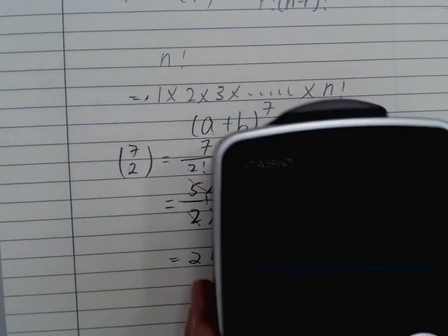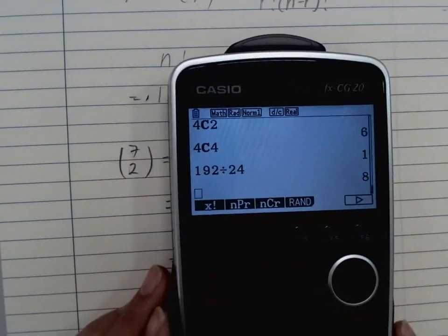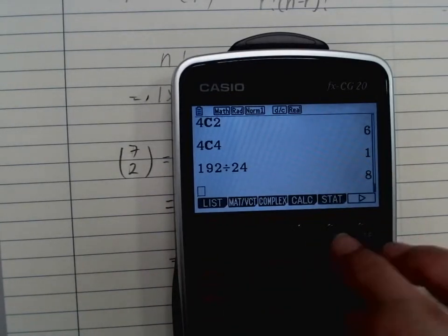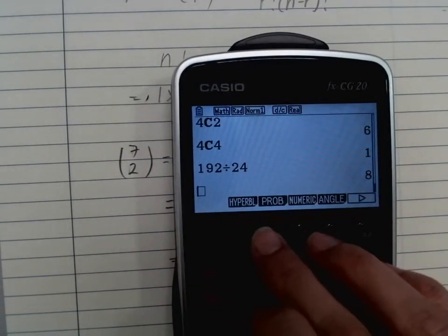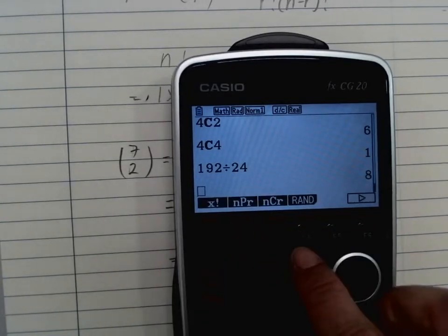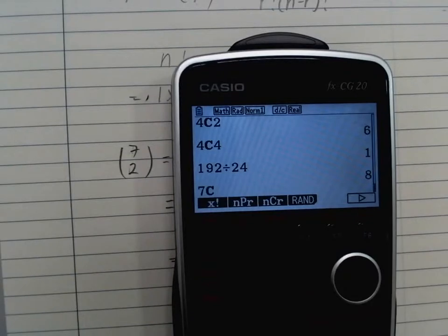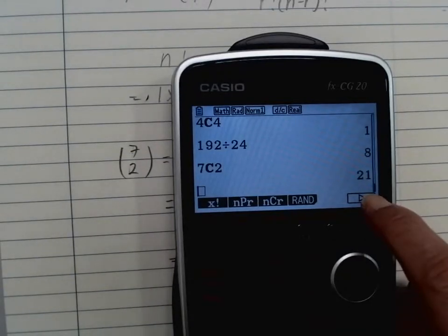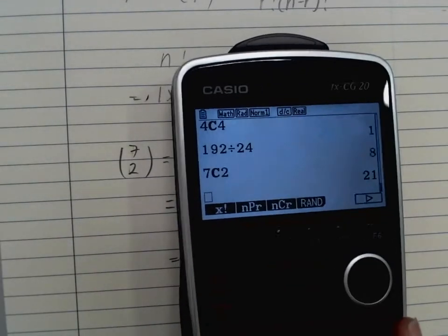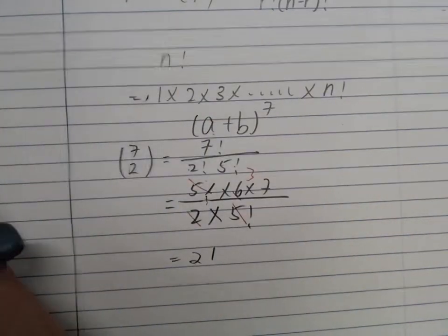All right, if you need to find it on the calculator, you go to the normal calculation, and then we have option, that's not here, go to the next row, go to probability, and you can find your nCr out. So you have 7C2, and you get 21. That is the number of terms, and this is the coefficient if you are required to do something else.